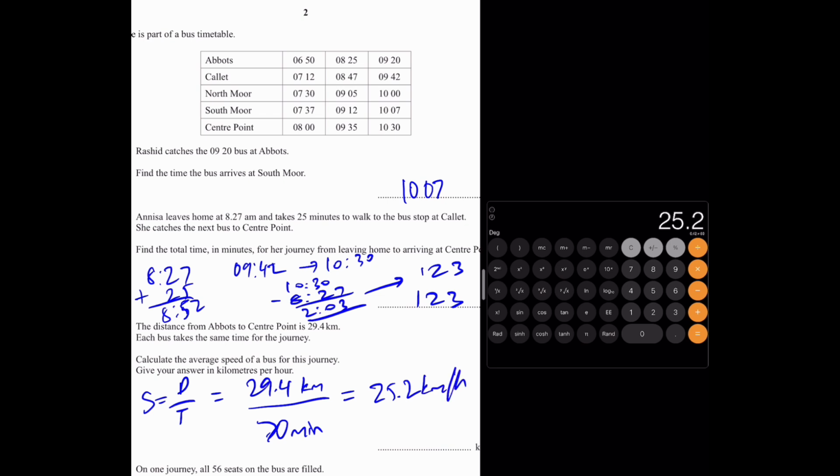Why do you multiply by 60? Because 1 hour is equal to 60 minutes. We use minutes here, so multiply by 60 to get hours. Let's go to part D.